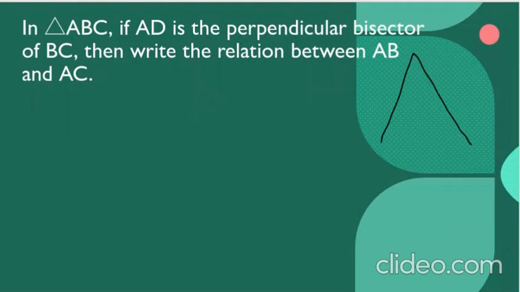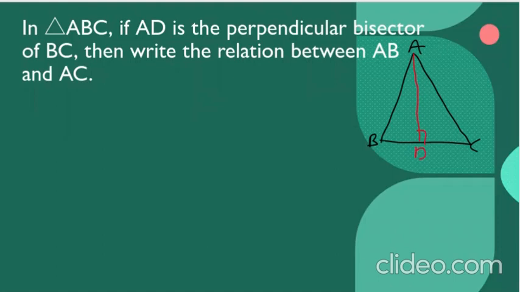Now I'm drawing here. This is my triangle ABC. It's written as ABC, right? So I'm drawing it. This is ABC. Now what else is given? If AD is the perpendicular bisector of BC, it means I will draw a perpendicular bisector to BC. So this I'll draw as a straight line. It will bisect at 90 degrees. This is my AD.